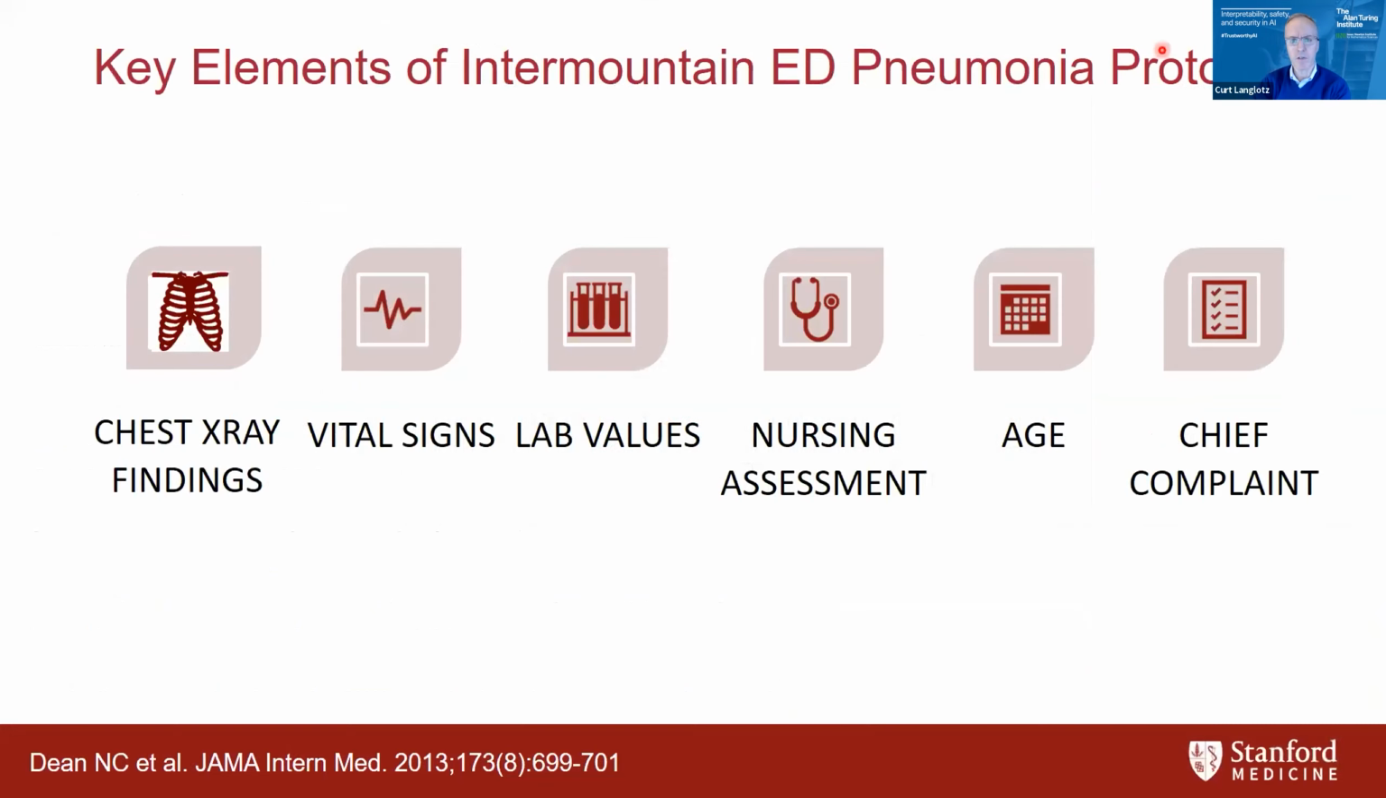We're also in the midst of a multi-institutional trial at 7 emergency department sites in the Intermountain Healthcare Network in the Western United States. They have been using an algorithm to detect pneumonia in patients in their emergency departments that uses these data points listed here: chest X-ray findings, vital signs, lab values, nursing assessment, age, and chief complaint. And the chest X-ray findings actually are using some natural language processing of the radiology report. That's the way it had been used, and they've validated this algorithm.